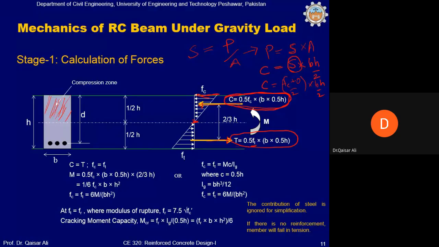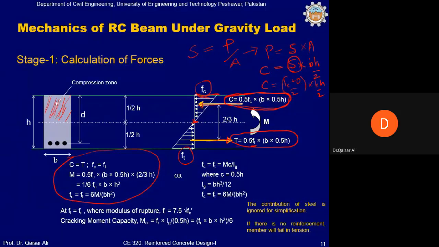When C is equal to T, this is the relationship from which you can see what happens. When C is equal to T, FC will also be equal to FT. This FC will be exactly equal to this FT because the stresses are in the linear elastic range. So FC will be equal to FT.